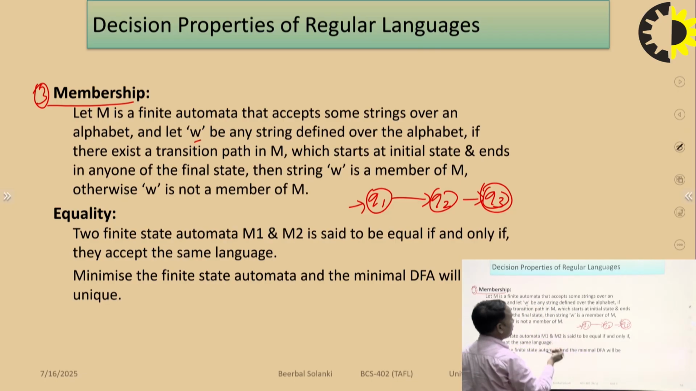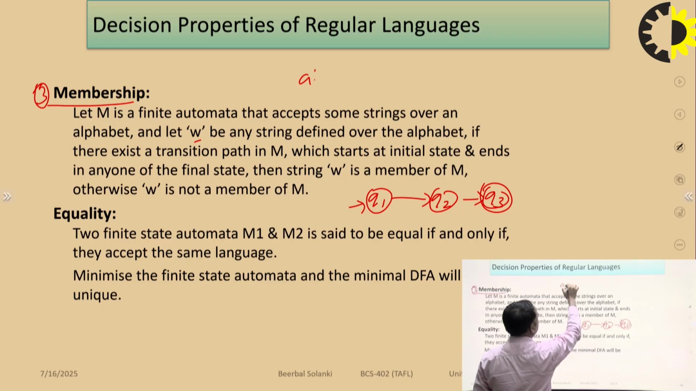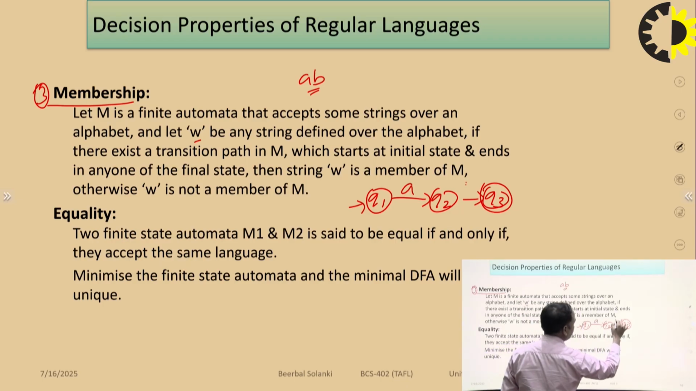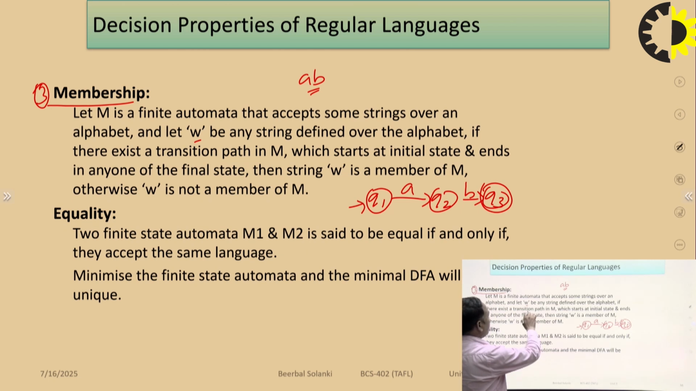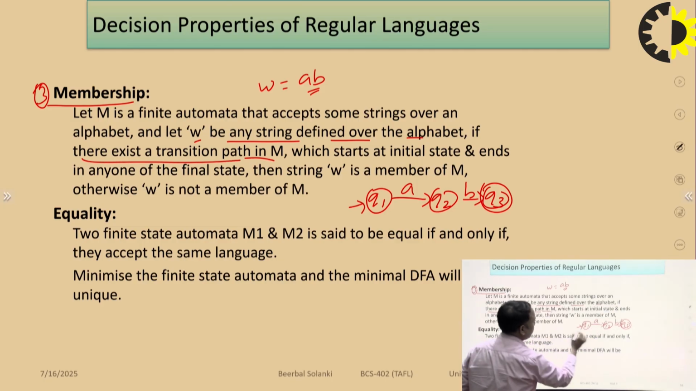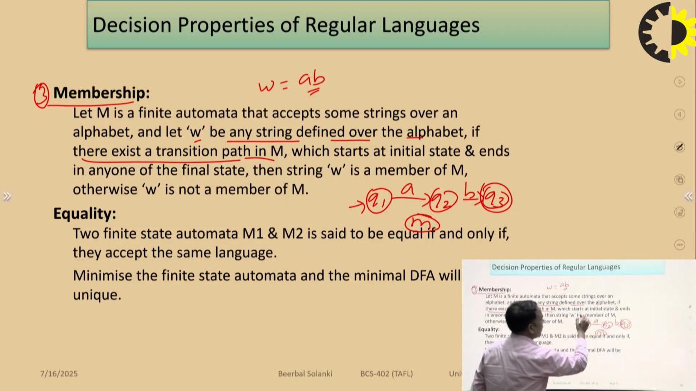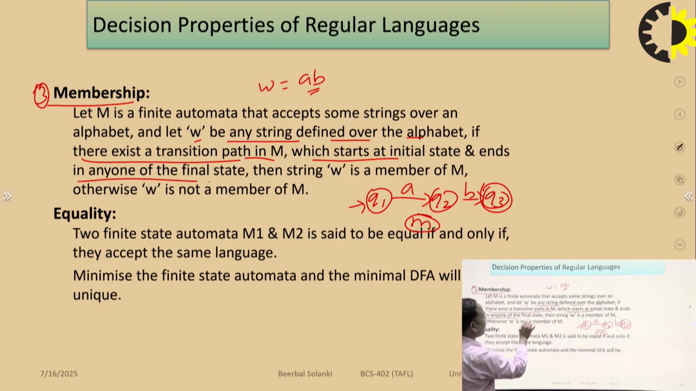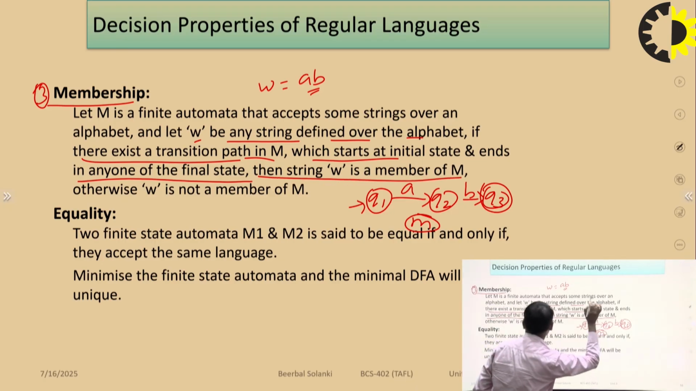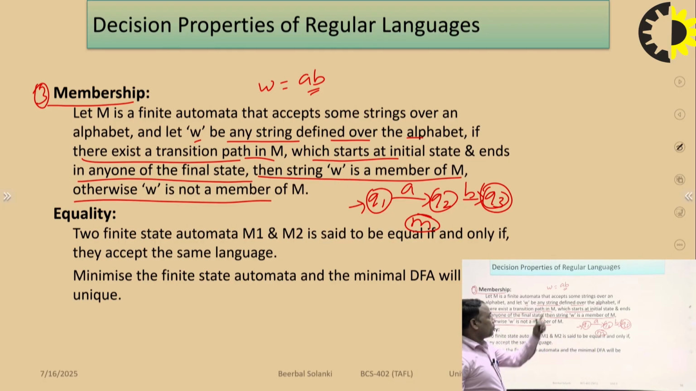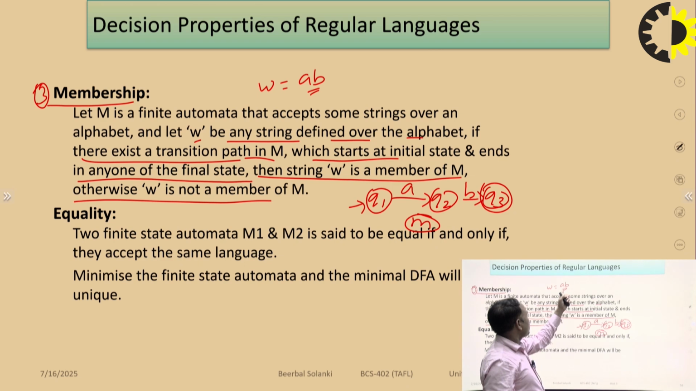Suppose W is a string, that is simply the string A and B. This is the string W, defined over the alphabet. If there exists a transition path in M that starts at the initial state and ends in any of the final states, then string W is a member of M. Otherwise not.